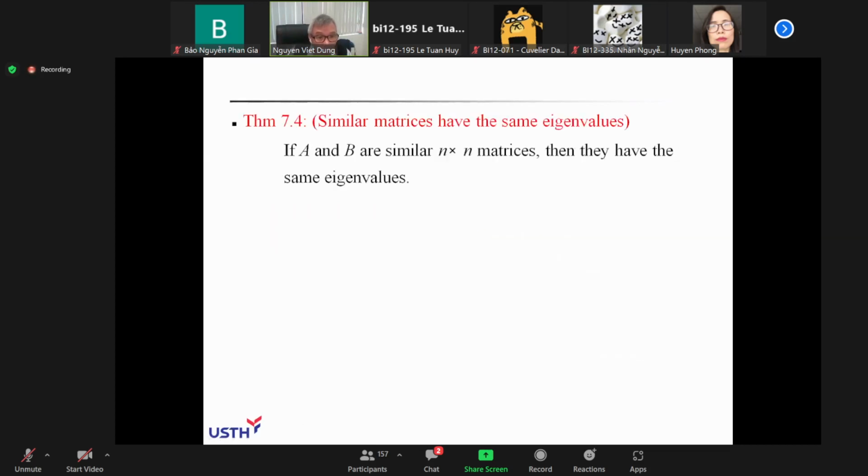Now, suppose that A and B are similar matrices of order n. Then we will see that they will have the same eigenvalues. They will have the same eigenvalues.